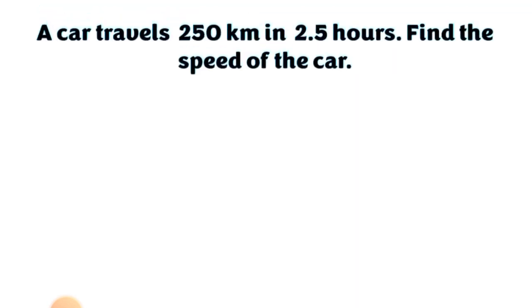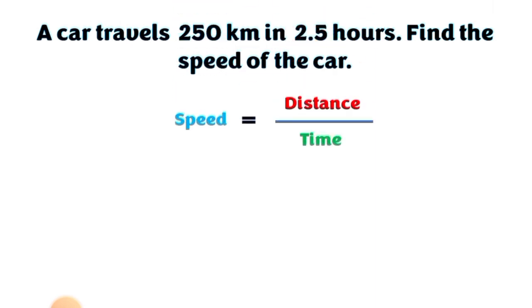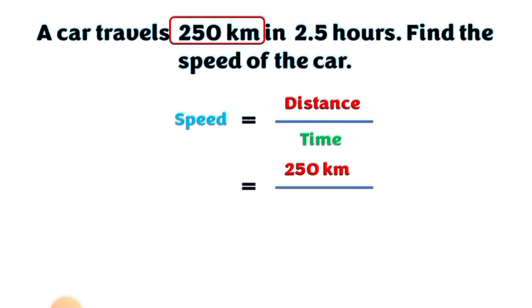Now going back to our problem, let us solve now the speed of the car. Using the formula, speed is equal to distance divided by time. From our problem, the distance is 250 km divided by time, and the time is 2.5 hours.